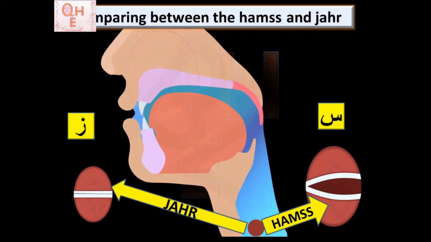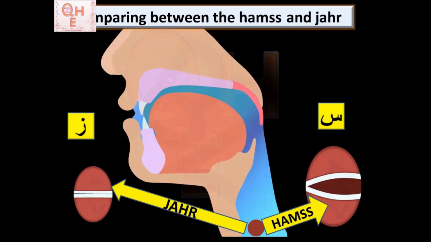A lot of people mix between sin and za in the reading. For example, instead of regisun, they say regizun, or instead of regzun, they say regisun. So they mix between sin and za because they don't apply these characteristics, which are al-jahr in letter za and al-hams in letter sin. Remember this point very clearly. The difference between za and sin is al-jahr in za and al-hams in sin.